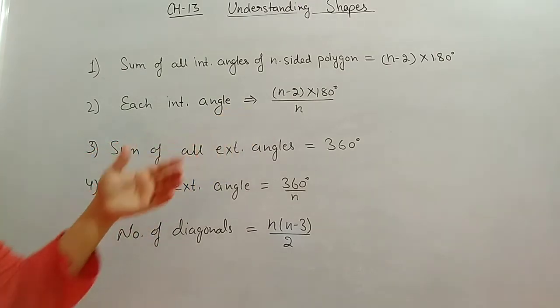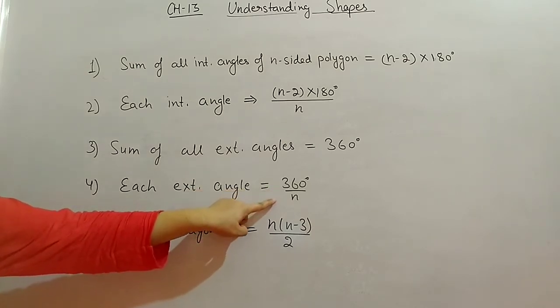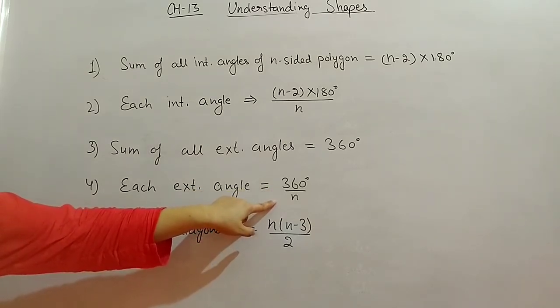If we are talking about a triangle, you have to divide by 3. If we are talking about a quadrilateral, we have to divide by 4. And the sum of all exterior angles for all the polygons is always 360 degrees. So each exterior angle will be 360 by n for an n-sided figure.